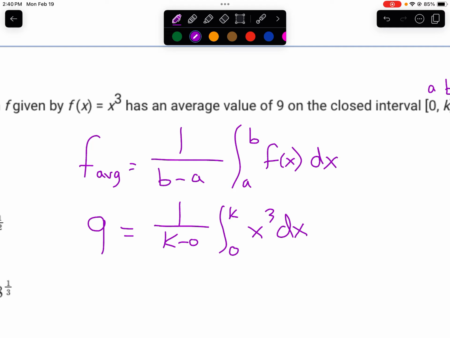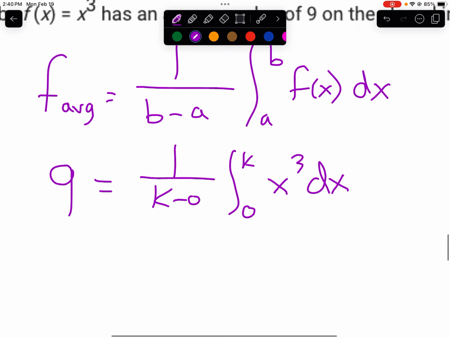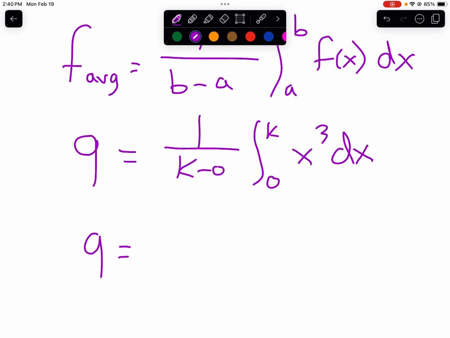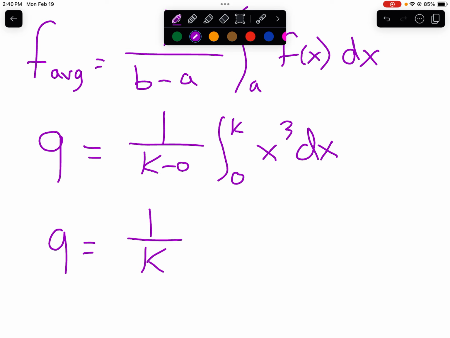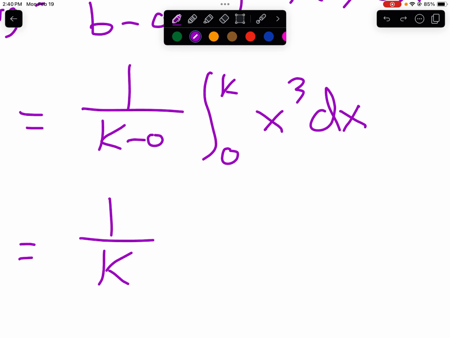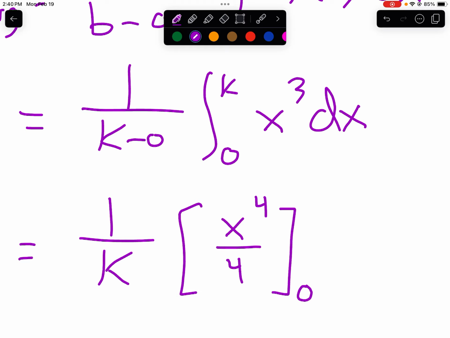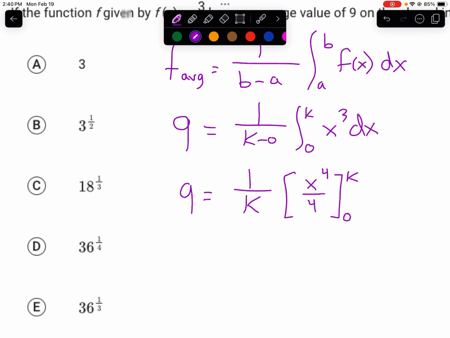The idea is that we're now going to be able to solve for k somehow. Well, let's play this out a little bit. Here's 9 equaling k minus 0 is k, so we have 1 over k there. This piece here tells me to use antiderivatives. So here goes. An antiderivative for x cubed would be x to the 4th over 4. And we're evaluating that from x equals 0 to x equals k.